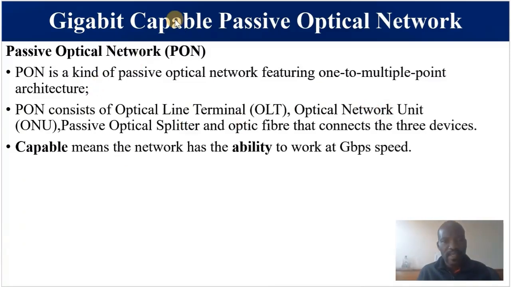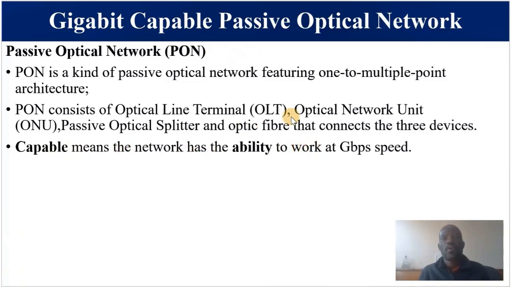Gigabit capable passive optical network. Take note that when we say Gpon, the word is silent, but in full, Gpon stands for Gigabit capable passive optical network. This simply means that the network is able to operate at gigabit speed. So please take note that capable means the network has the ability to operate at gigabit speed.